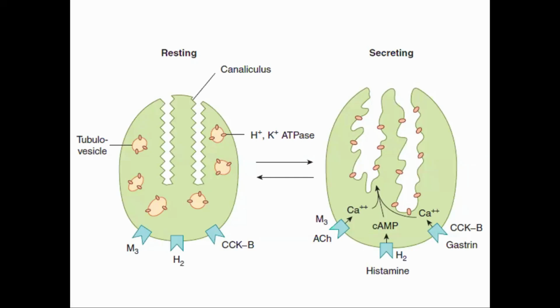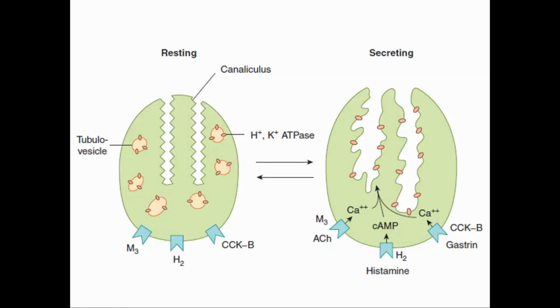Mainly three mechanisms help in secretion from the parietal cell: one is through acetylcholine, one is through histamine, and one is through gastrin. Acetylcholine, histamine, and gastrin are responsible for secretion of hydrochloric acid from the parietal cell.